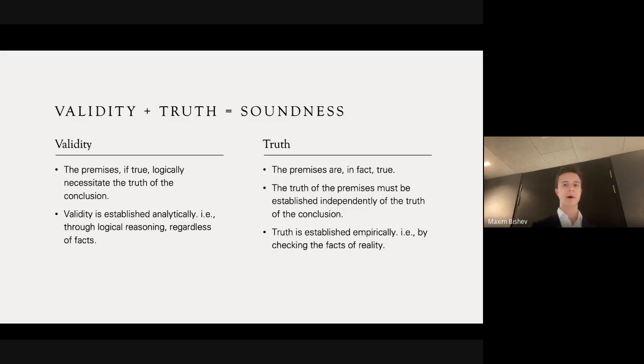So it's not quite correct to say an argument is true. Right? It's also not quite correct to say an argument, well, you can say the argument is valid, but that does not mean the same thing as saying the argument is sound. Sound means it's both valid and true, so you should accept it. Another word for sound is cogent.